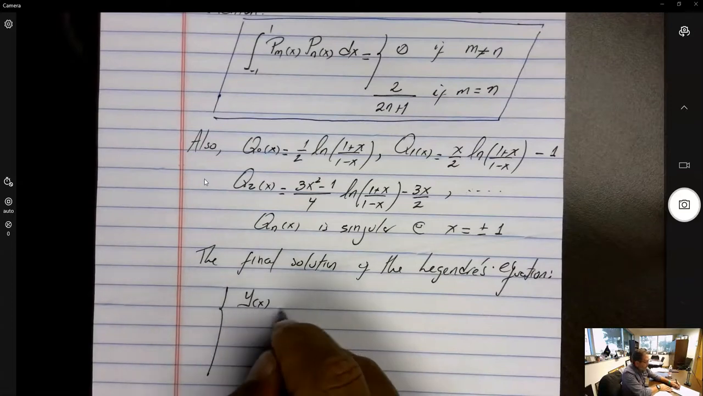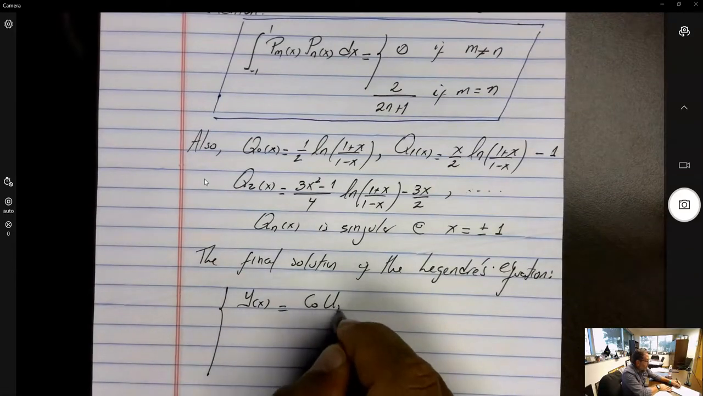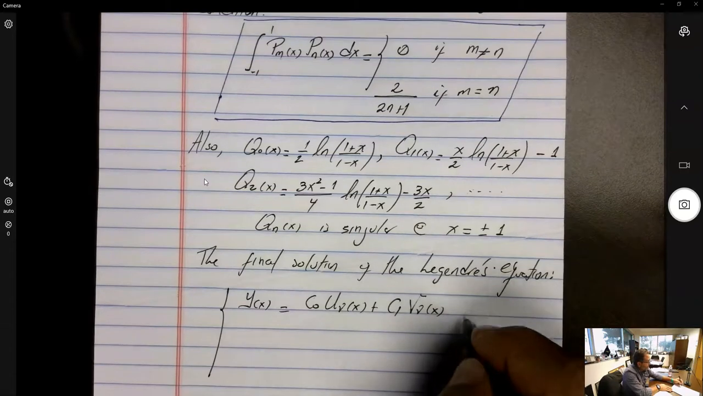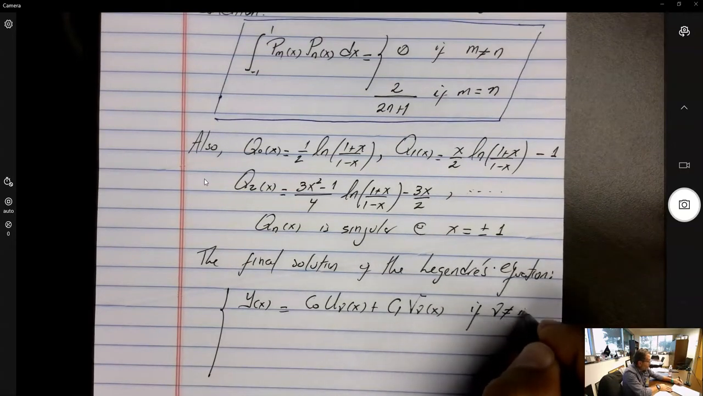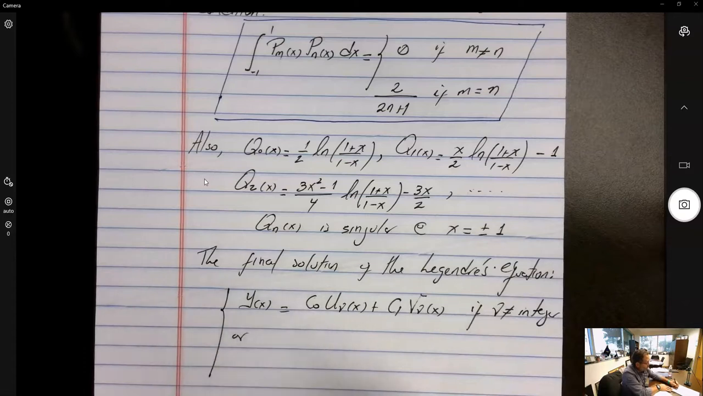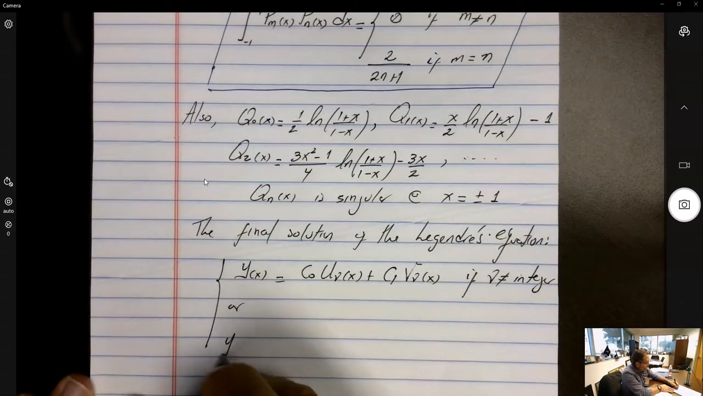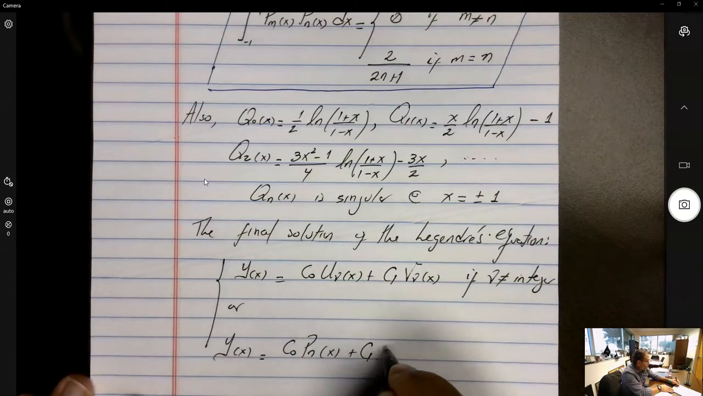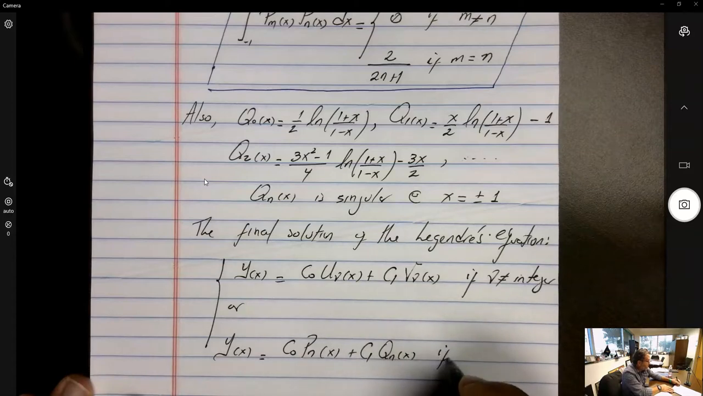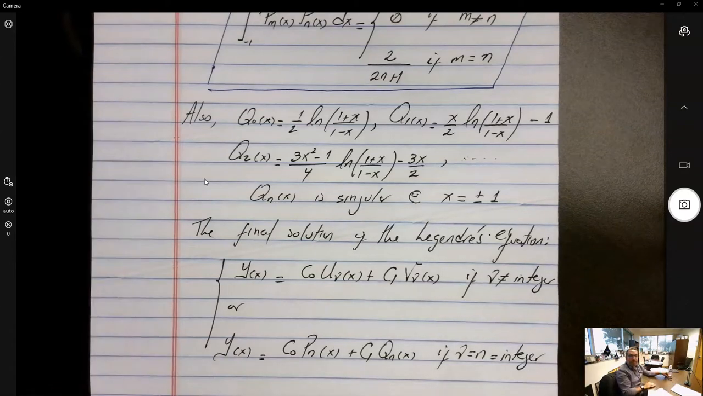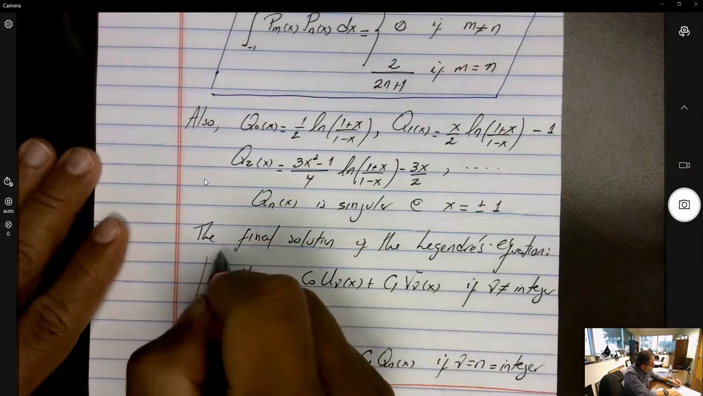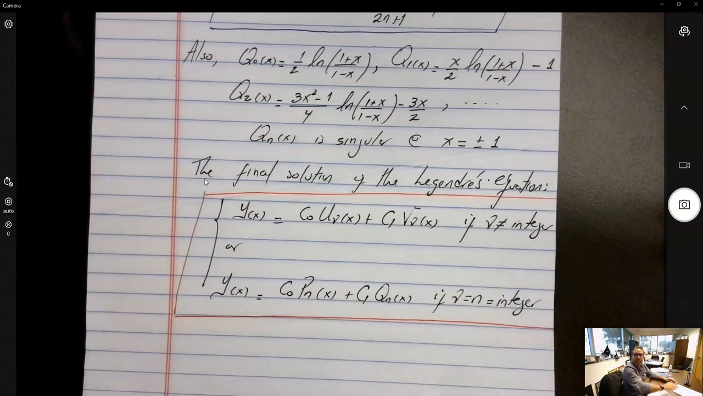y of x is equal to c0 u nu of x plus c1 v nu of x if nu is not an integer, or y of x is equal to c0 times Pn of x plus c1 times Qn of x if nu is equal to some n, which is an integer. If the original function that is given to us turns out that it can factorize to nu being equal to an integer. So that is the solution of the Legendre's equation.